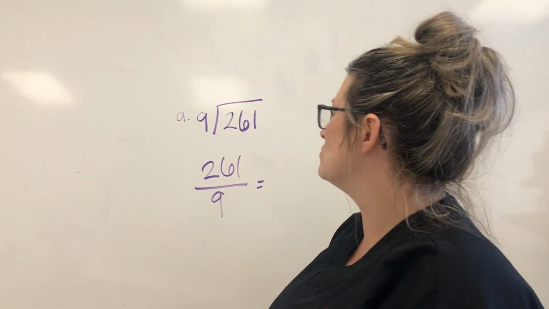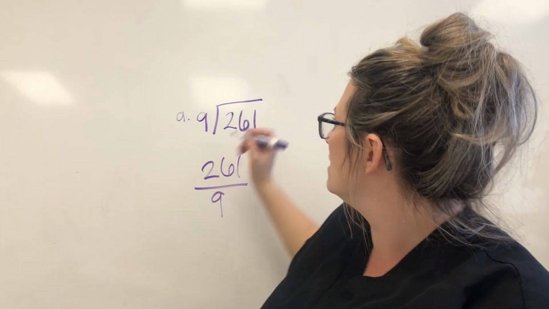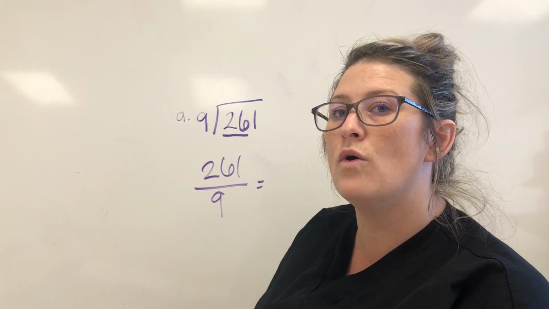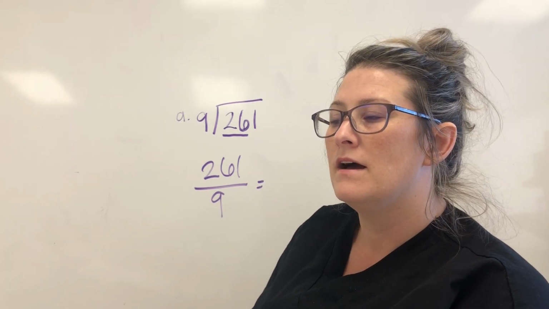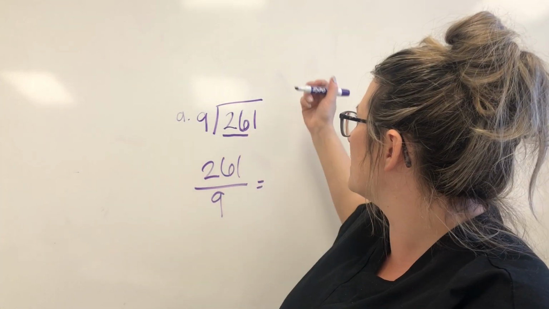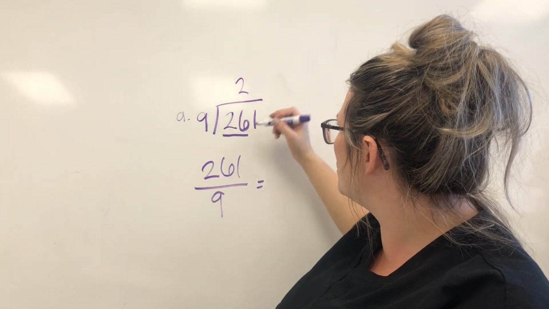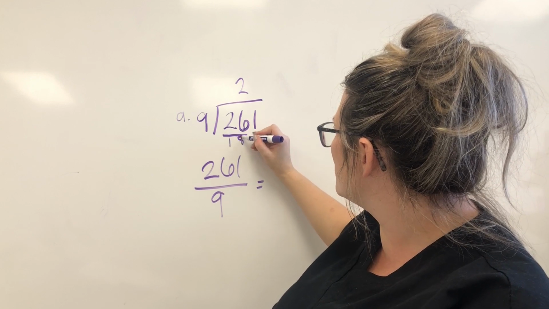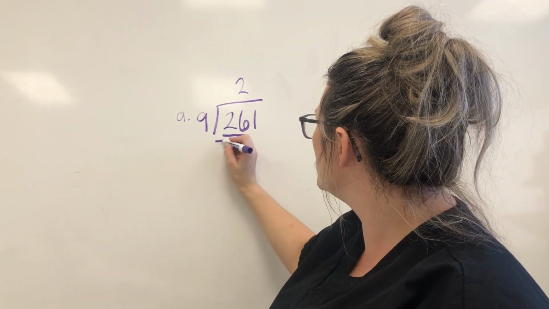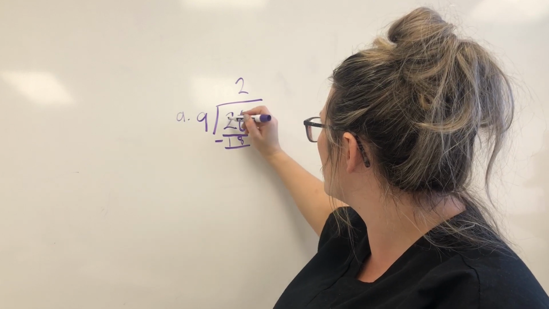9 goes into 26, but not evenly. So find a number on the 9 line that is close to 26, but not over. 9 times 2 is 18, 9 times 3 is 27, so 27 is too high. We're going to have to go 9 times 2. All right, and then 18 goes here. I'm just going to get this out of the way. So 26 minus 18, I'm going to have to borrow.